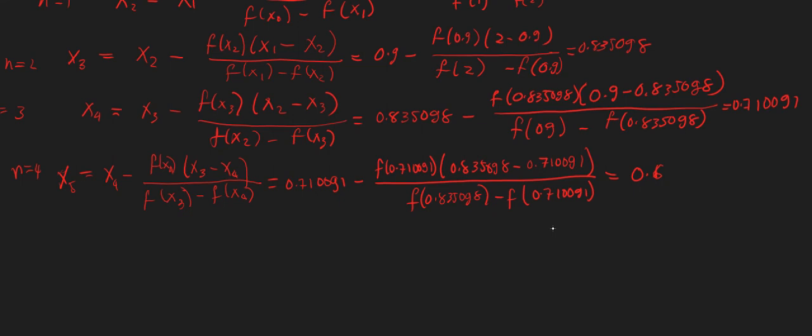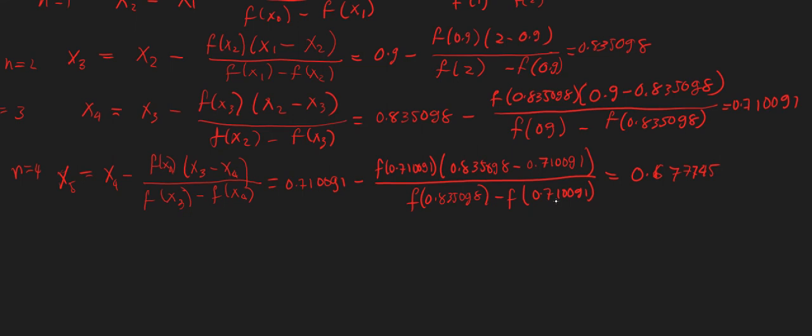Then your answer will be 0.6777745. And it's still not our true value. It's still not 0.6694. So we still continue our iteration.